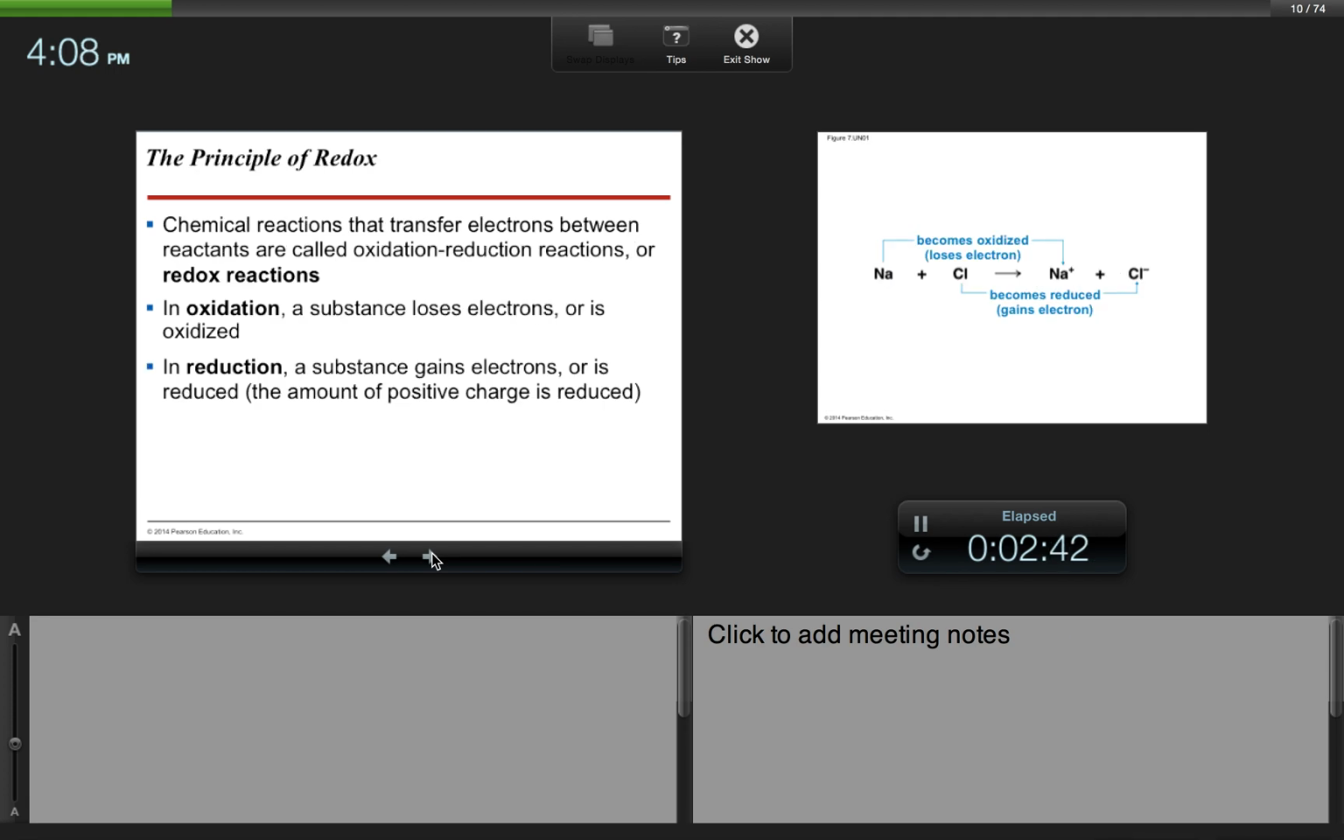Chemical reactions that transfer electrons between reactants are called oxidation-reduction reactions, or redox reactions. In oxidation, a substance loses electrons. In reduction, a substance gains electrons. And of course, the reason for that is that when a substance gains electrons, it's gaining negative charges. So we say that that substance is reduced.